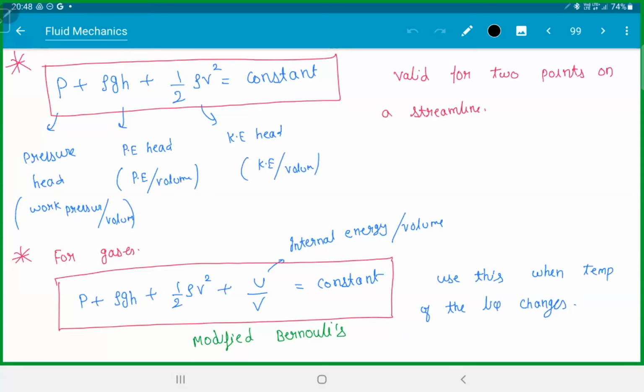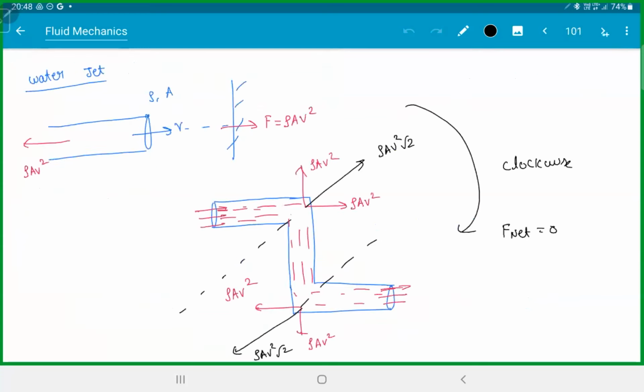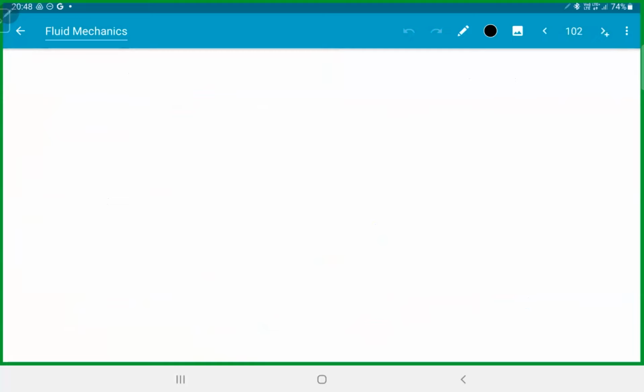So the next part, like I said last time in Bernoulli, we have four concepts: velocity of efflux, aeroplane wing, venturi meter, and siphon. So the first part and the important one is the velocity of efflux. So what is this exactly?